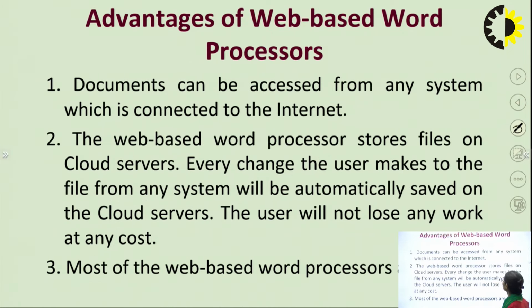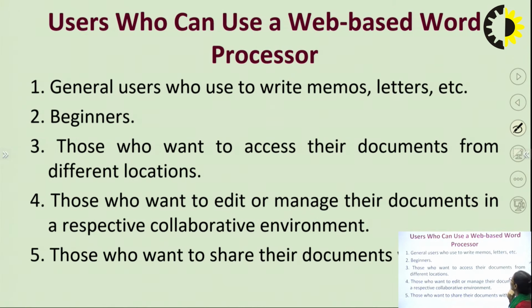What are the advantages of web-based processors? Documents can be accessed from any system. A web-based word processor stores files on cloud servers. So every change the user makes to the file from any system will be automatically saved on the cloud servers, so the users will not lose the data. And there are certain applications or cloud servers where the versions are also kept. Most of the web-based word processors are free nowadays.